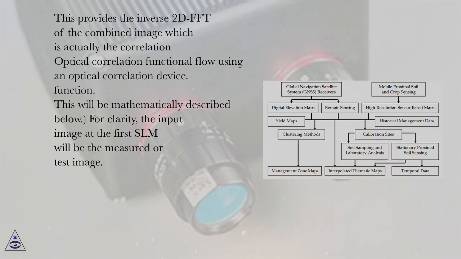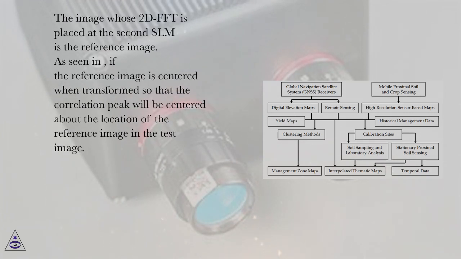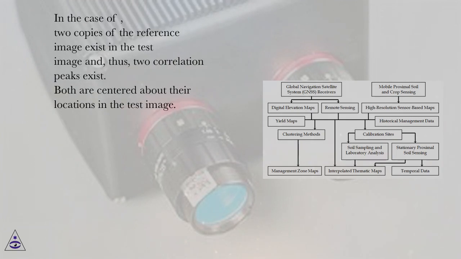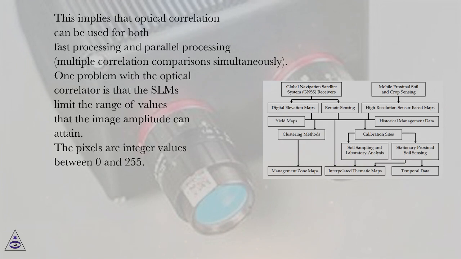For clarity, the input image at the first SLM will be the measured or test image. The image whose 2D FFT is placed at the second SLM is the reference image. As seen in the figure, if the reference image is centered when transformed, the correlation peak will be centered about the location of the reference image in the test image. In the second case, two copies of the reference image exist in the test image and, thus, two correlation peaks exist. Both are centered about their locations in the test image. This implies that optical correlation can be used for both fast processing and parallel processing, multiple correlation comparisons simultaneously.